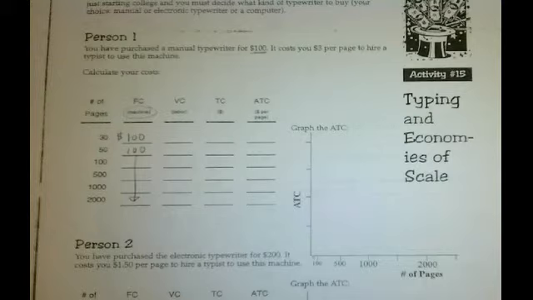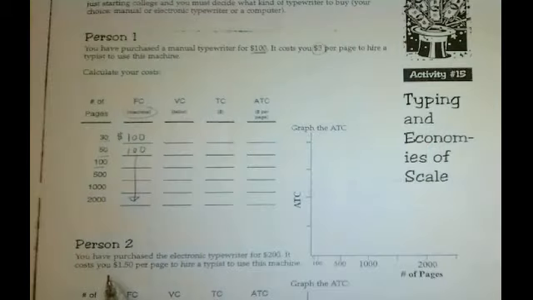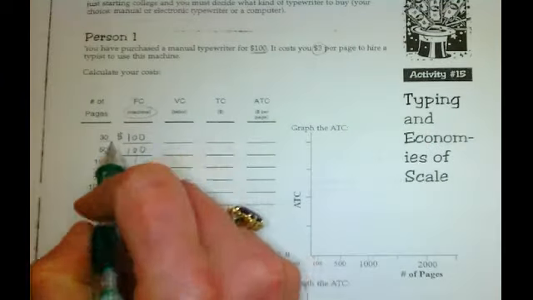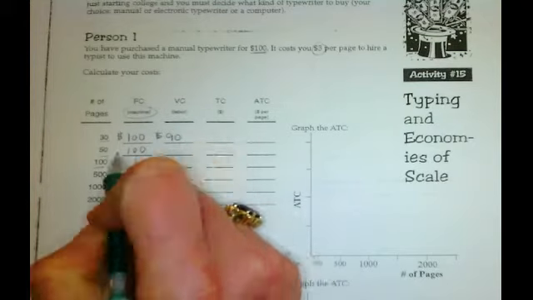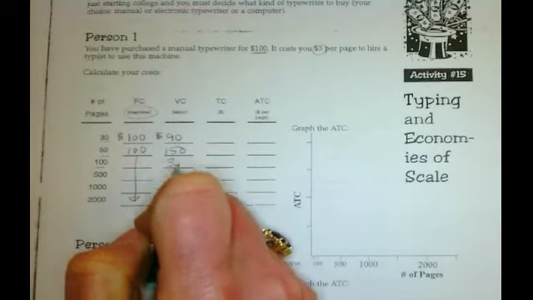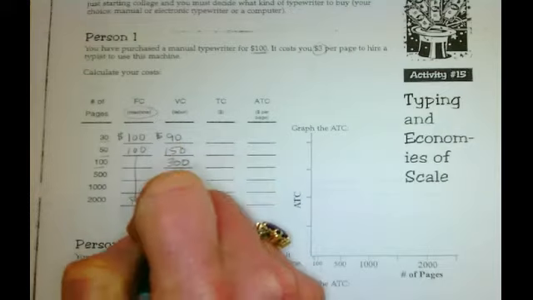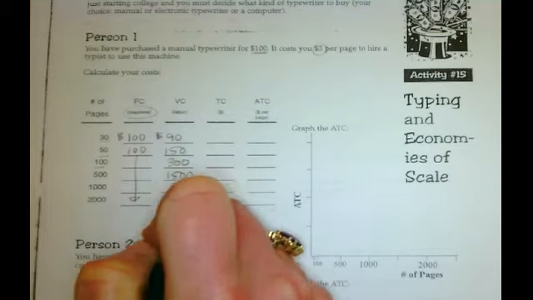The variable cost comes in when you type a different number of pages. Since the instructions at the top say it costs you $3 per page to hire a typist if you're using your manual typewriter, to get our variable cost we take each of these page numbers and multiply it times $3. So 30 times 3 is 90, in dollars. 3 times 50 is 150. 3 times 100 is 300. 3 times 500 is 1,500. 3 times 1,000 is 3,000. And 3 times 2,000 is 6,000.